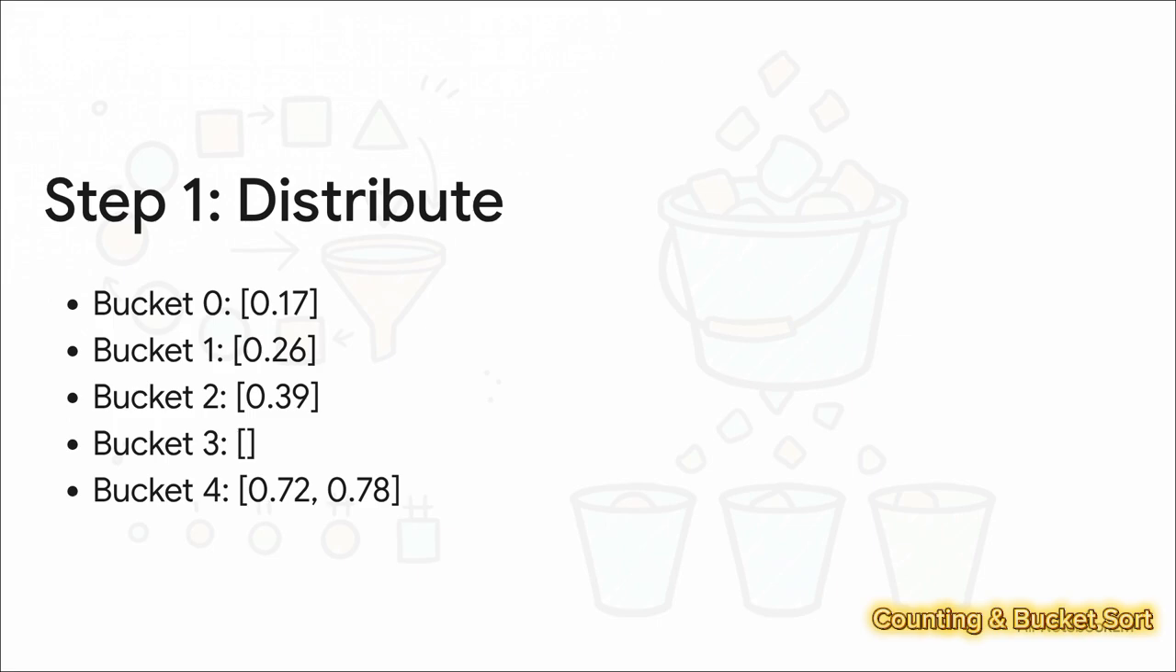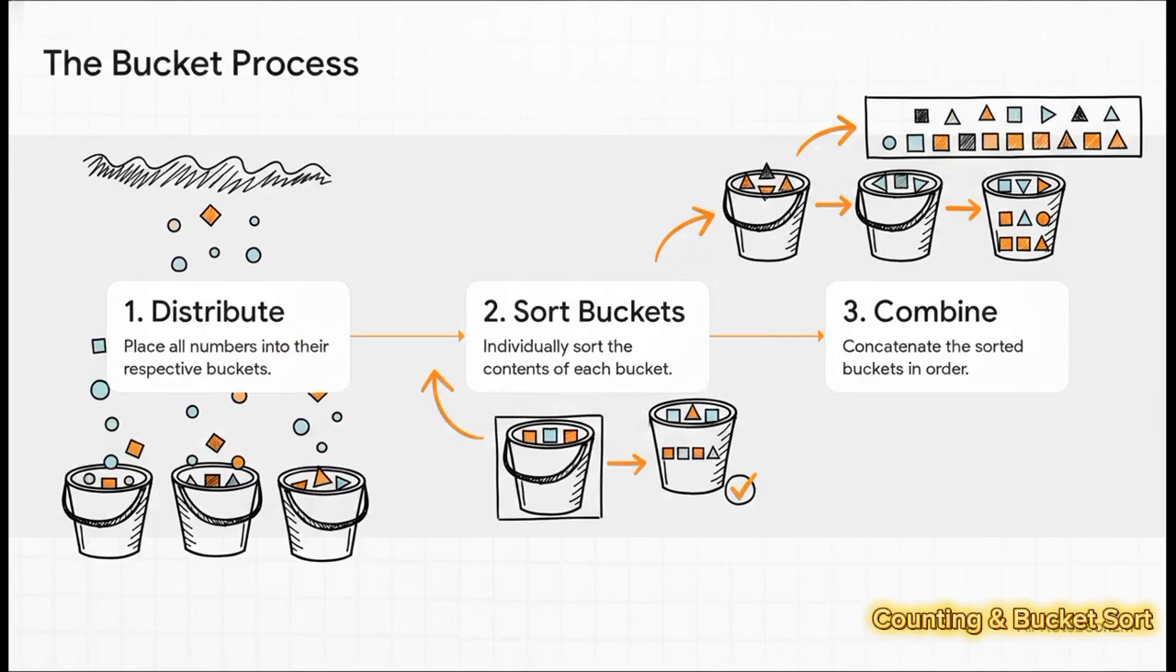That's perfectly all right. So the whole process breaks down into 3 simple steps. First, we distribute the numbers into the buckets. Second, and this is a key step, we sort the numbers inside each individual bucket. Now this is where you might use a standard comparison sort, but on much smaller, more manageable lists. Finally, you just combine or concatenate all the sorted buckets back together in order.